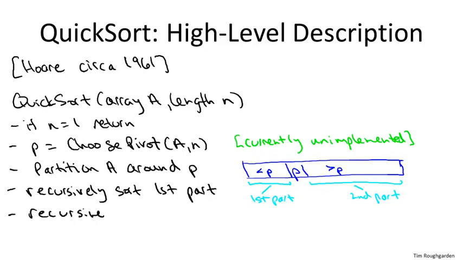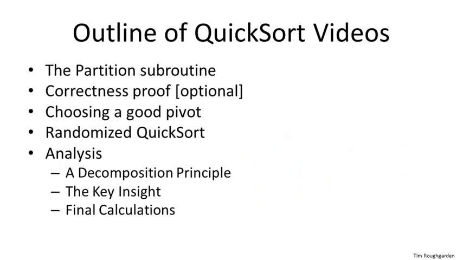And that is it. That is the entire quicksort algorithm at a high level. This is one of the relatively rare recursive or divide and conquer algorithms that you're going to see where you literally do no work after solving the subproblems. There is no combine step, no merge step. Once you've partitioned, you just sort the two sides and you're done. So that's the high-level description of the quicksort algorithm.